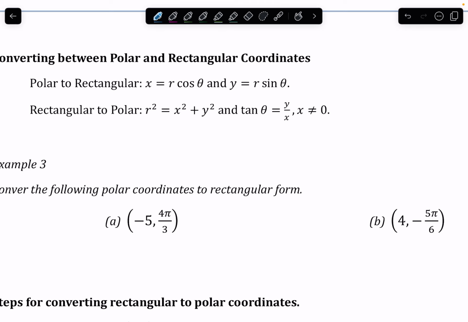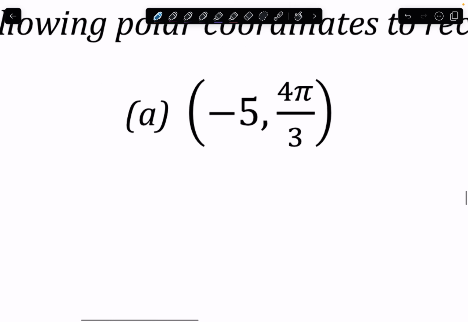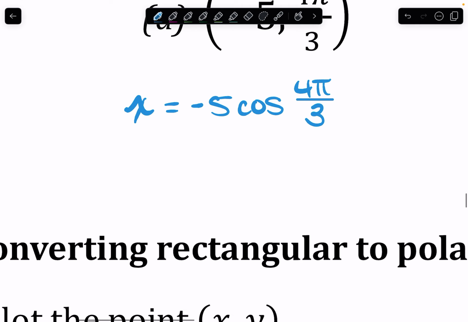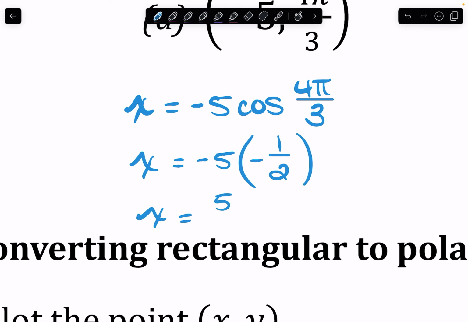So r is negative 5, theta is 4 pi thirds. So x is equal to r cosine theta. So x is going to be equal to negative 5 times the cosine of 4 pi thirds. So we're going to simplify. Negative 5 times cosine of 4 pi thirds, straight off your unit circle, that is in quadrant 3, negative 1/2. Multiply together, negative times negative is positive 5/2. So the equivalent x coordinate is 5/2.